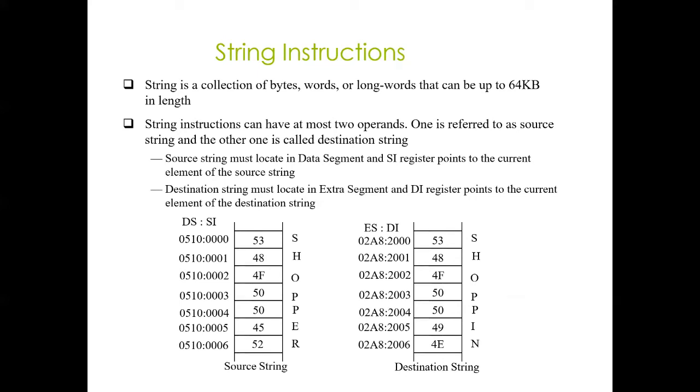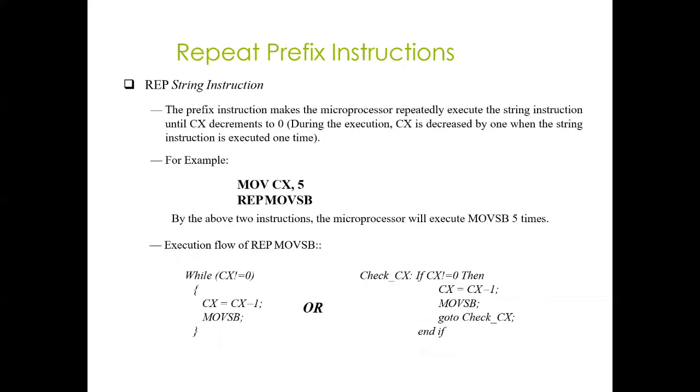The source string must be located in the data segment, and the SI register points to the current element of the source string. The destination string must be located in the extra segment, and the DI register points to the current element of the destination string. So here you can see the 2 stacks of source string and destination string. So we'll start with the instructions of the string block.